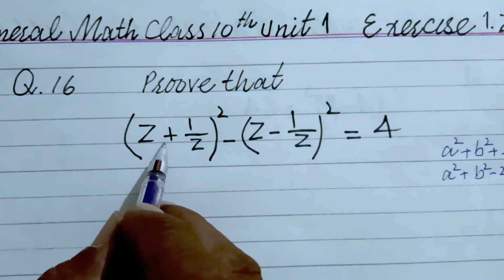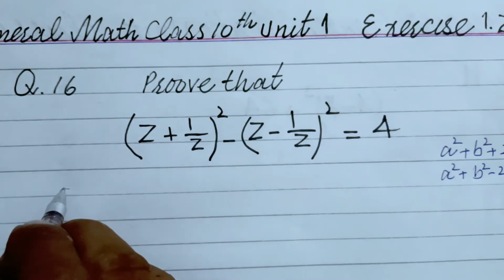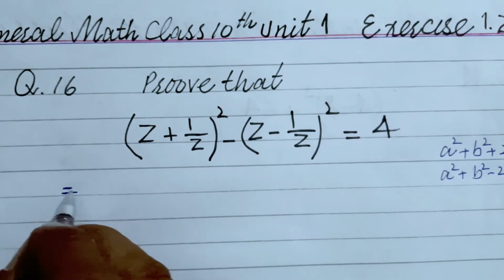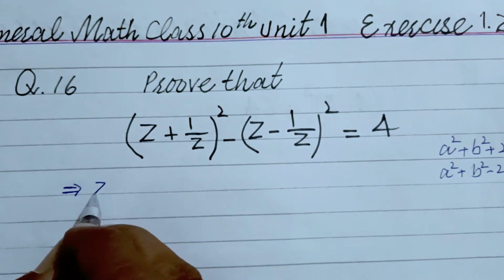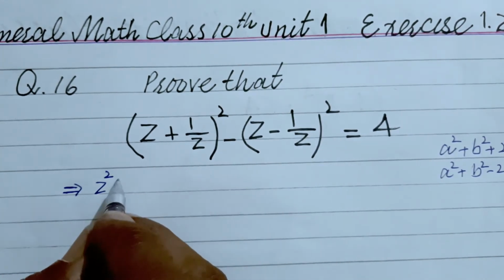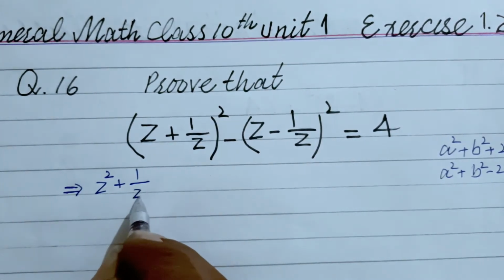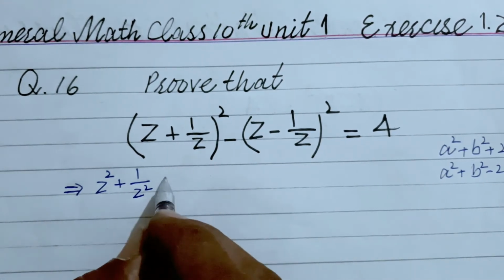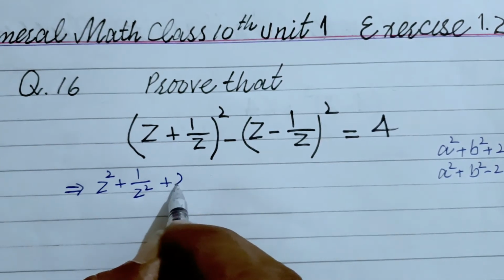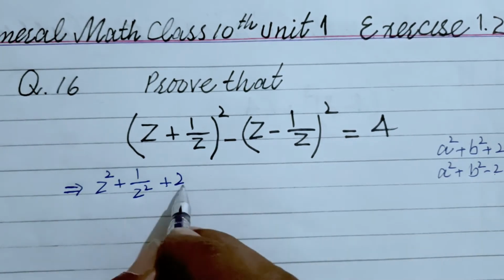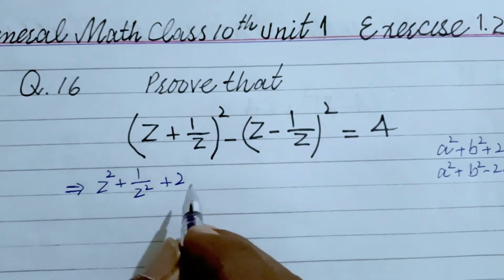First we open the square: z square plus 1 over z square, is equal to 1 over z square plus 2 according to the rule, and z and 1 over z will be finished.